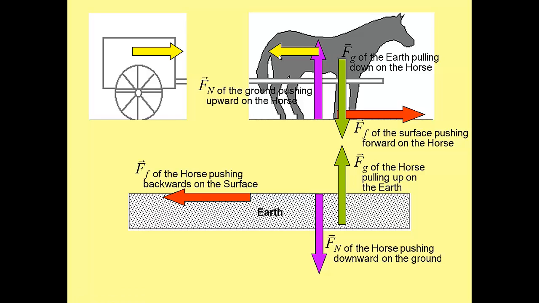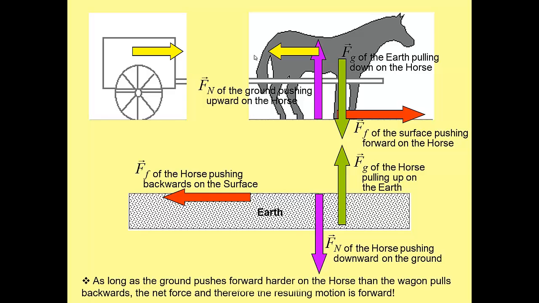So how does he do that? All right, follow me here. The ground has to push forward harder on the horse than the cart pulls backwards, right? So that there's a net force forward, and the horse will move forward. Well, how does the horse do that? It's got to push backwards harder than it pulls forward on the cart.